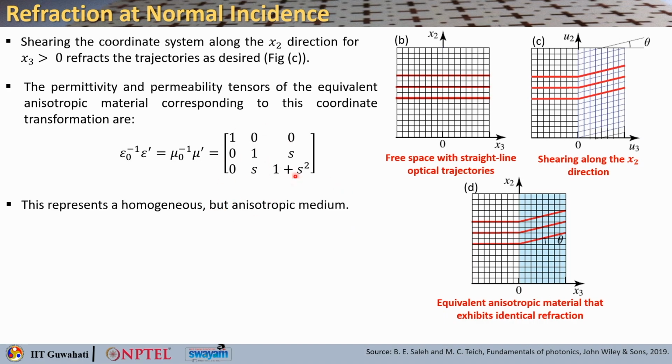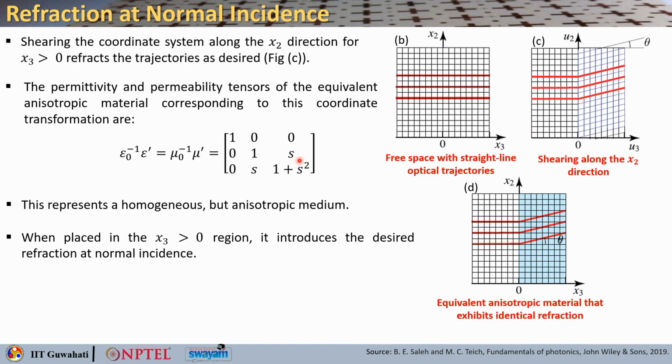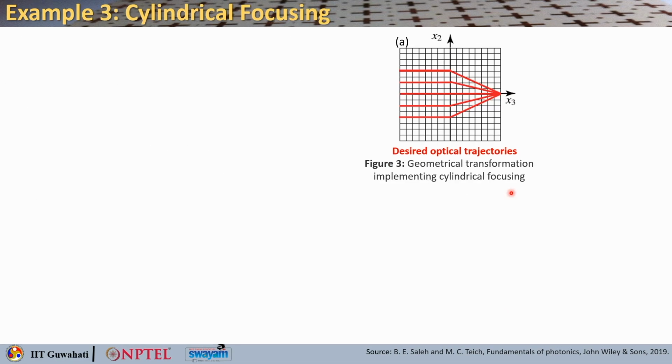So, this basically represents a homogeneous but anisotropic medium. If you place this kind of medium in the positive x3 plane, it will give you this desired bending. So, this is where we started with free space with straight line optical trajectory, and then we introduced shearing along the x2 direction for the waves to bend, and then we mapped this property into the new material, and we have gone back to the old coordinate system, that is x1, x2 and x3, and that is how we do all this all the time.